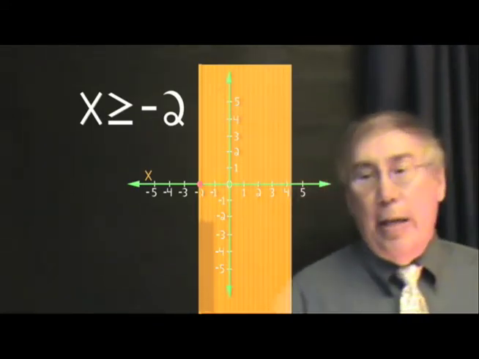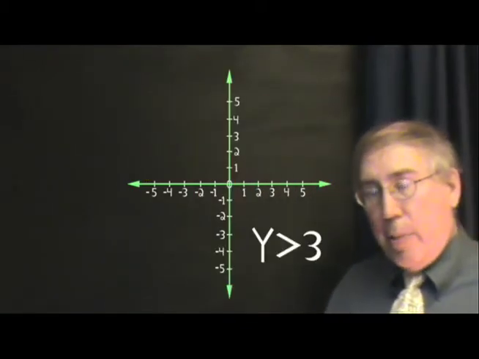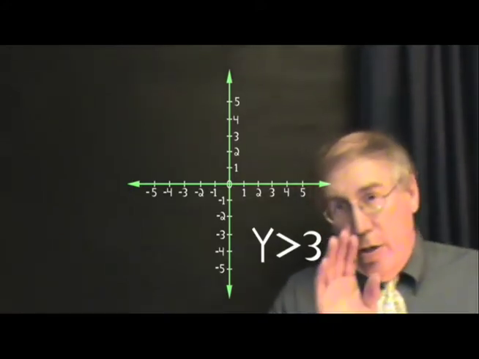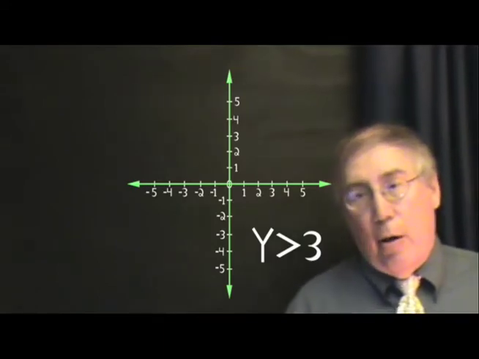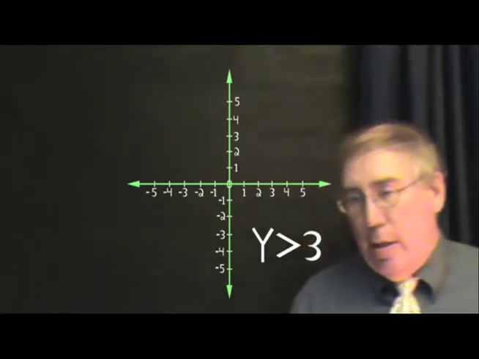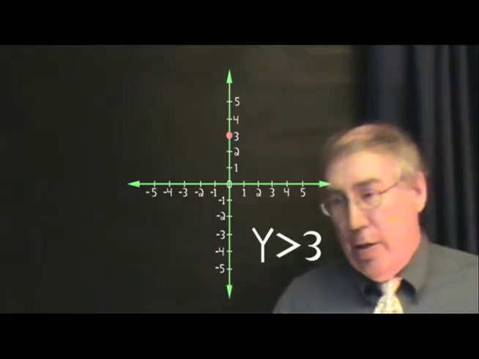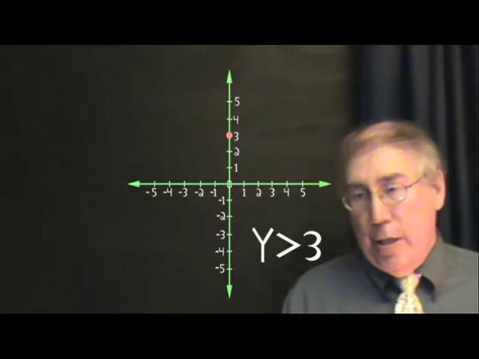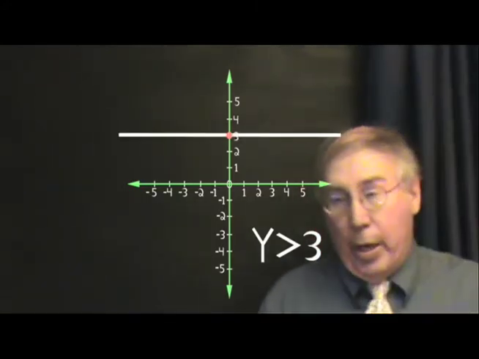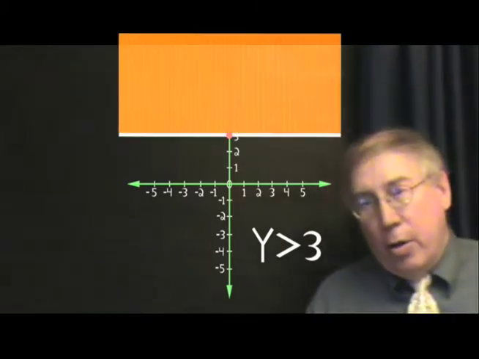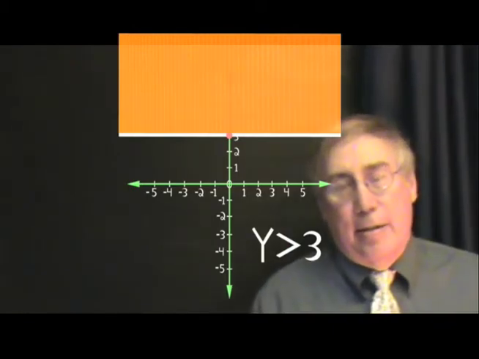We can do a similar thing here involving our next problem, y is greater than 3. This time we get a horizontal line that goes through 3 on the y-axis. So let's draw in the line y equals 3 first. Okay, it goes through 3 on the y-axis here. Now we want all the points that are above that line but not on that line.